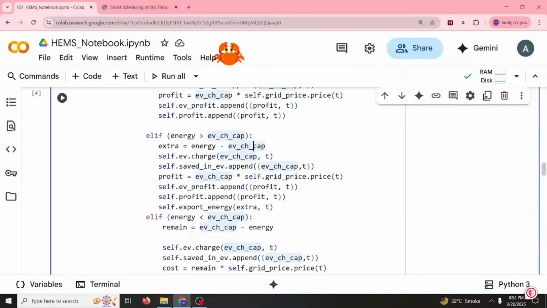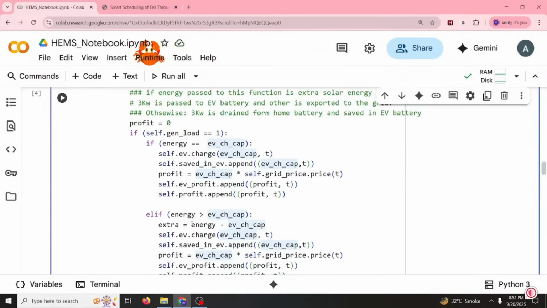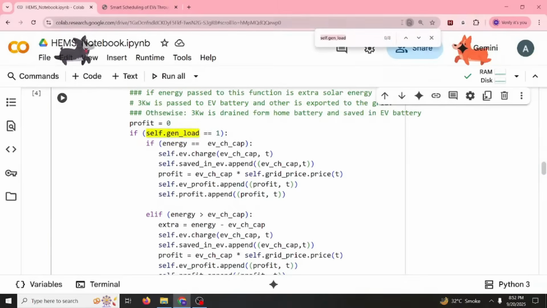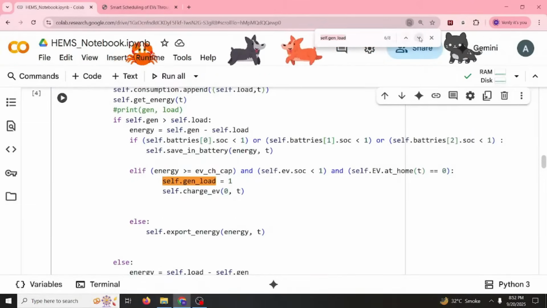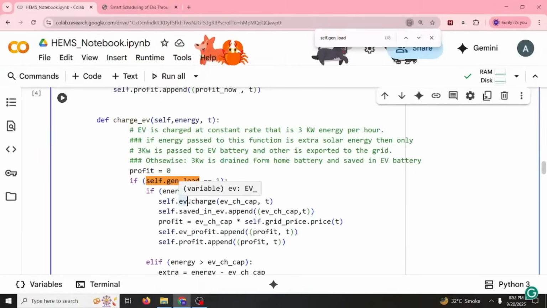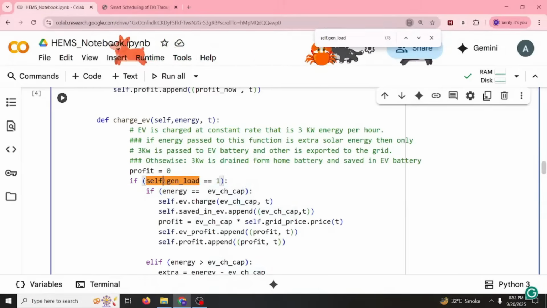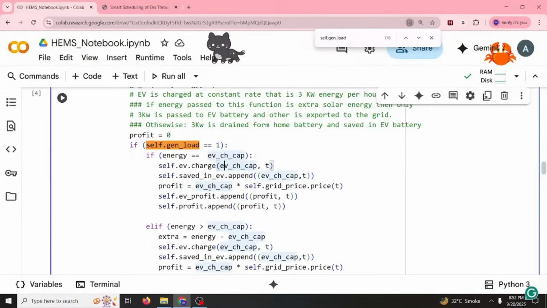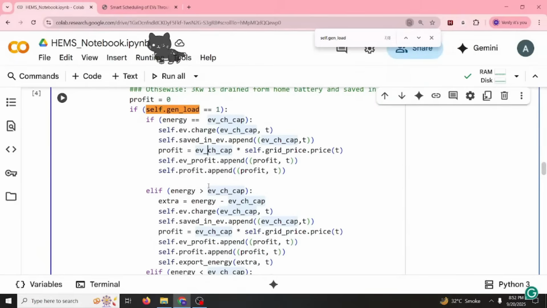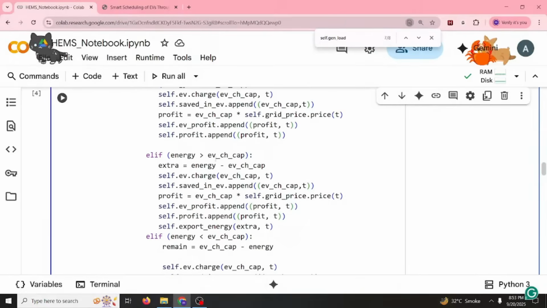All right. So this is a bit complex function that actually takes in three things. First thing is that if the gen load is equal to 1, let us see what it is. Here we have got this gen load equal to 1. That means we can go inside the EV charging state without checking the battery. So we can just charge the EV up to 7.4 kilowatt, and we can earn that profit, and that profit can be saved to the EV profit.